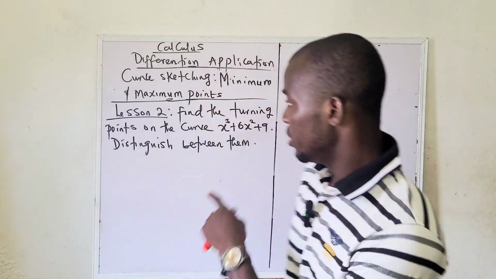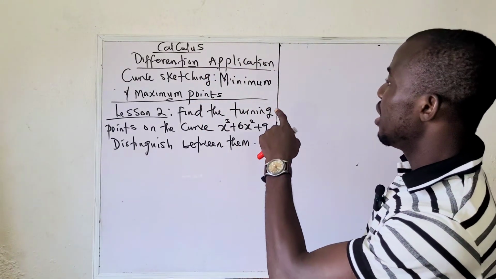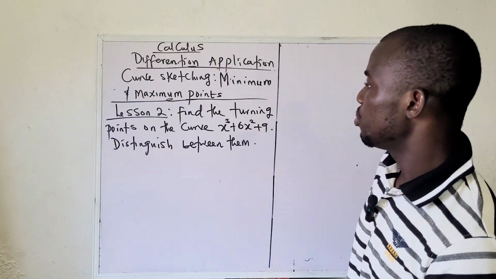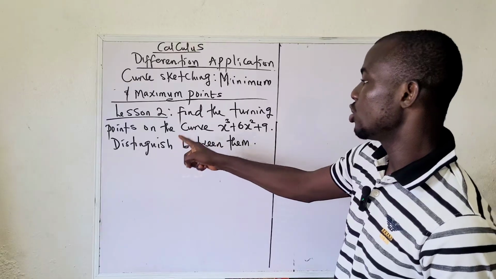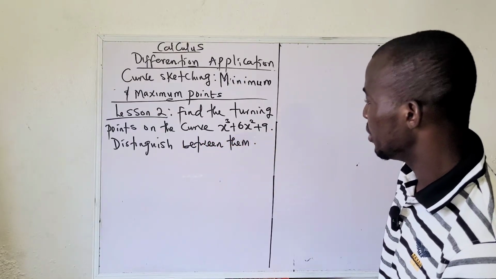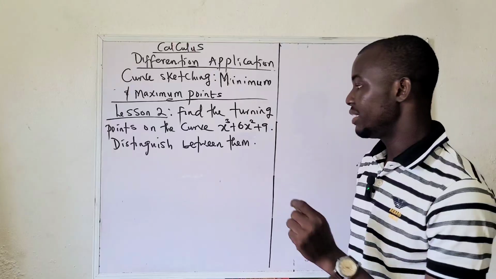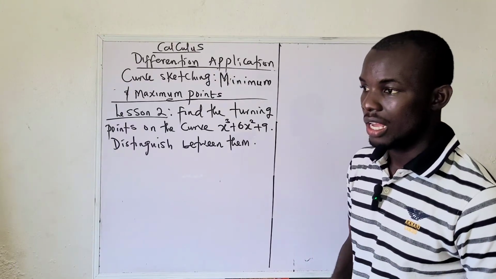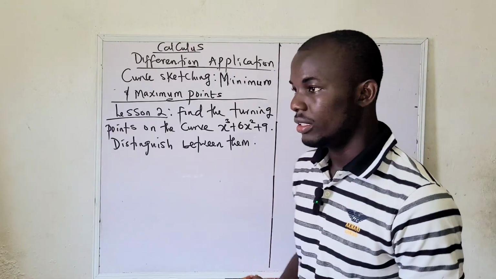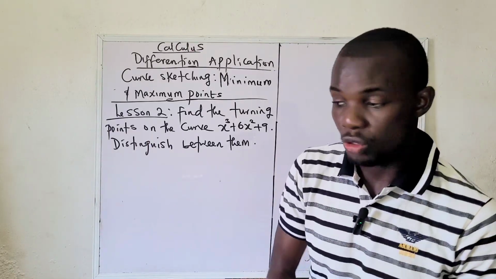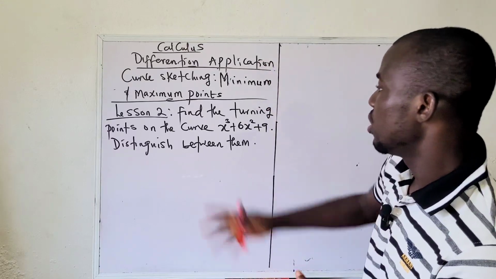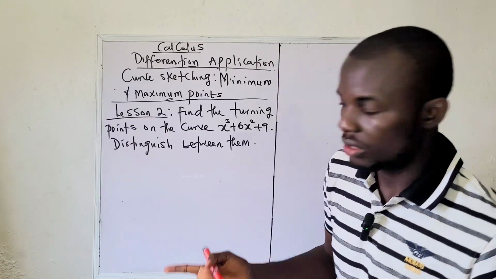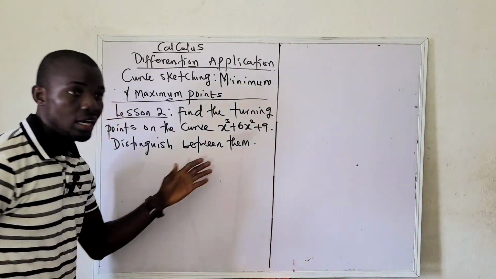Here is lesson 2 under curve sketching, and we are looking at minimum points and maximum points. The question before us is: find the turning points on the curve y = x cubed plus 6x squared plus 9, and distinguish between them. Like I mentioned in the previous video, when they say distinguish them, which one is the maximum and which one is the minimum point, we first have to obtain the turning point, or the stationary point.